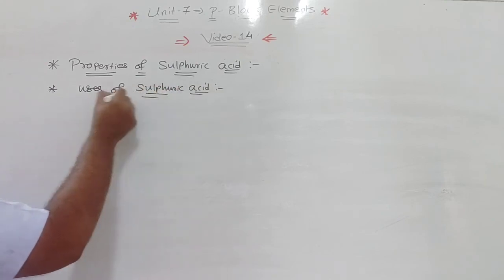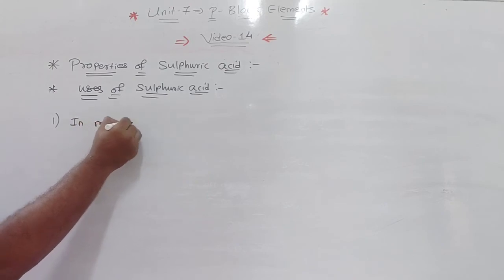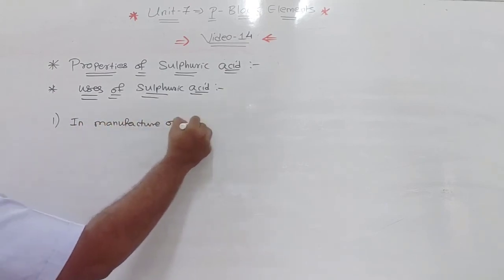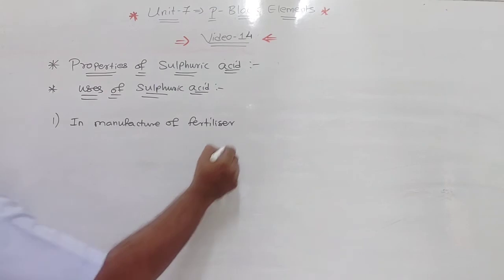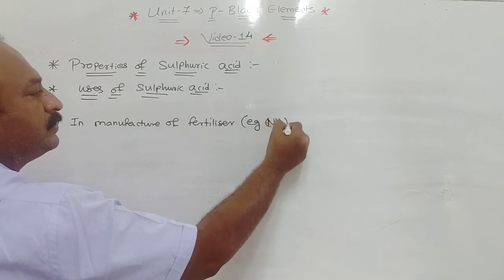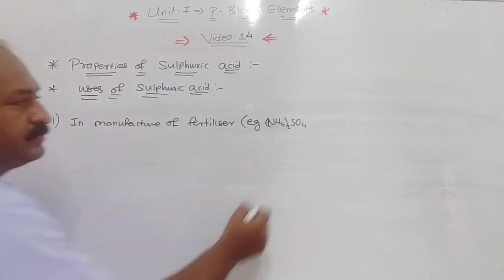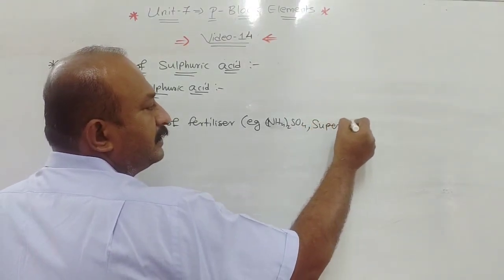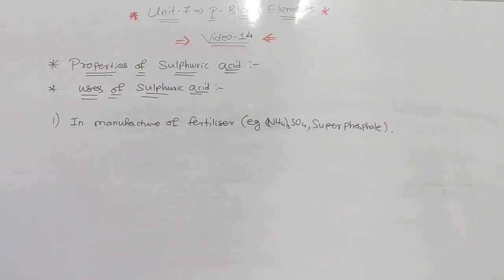Clear? Now when we talk about uses of sulfuric acid, first is manufacturing of fertilizer. This is the most abundant use. It is also called king of chemicals. It is used in manufacturing of fertilizers, for example ammonium sulfate, (NH4)2SO4. Then superphosphate of lime, which I think we already studied in phosphate of lime.